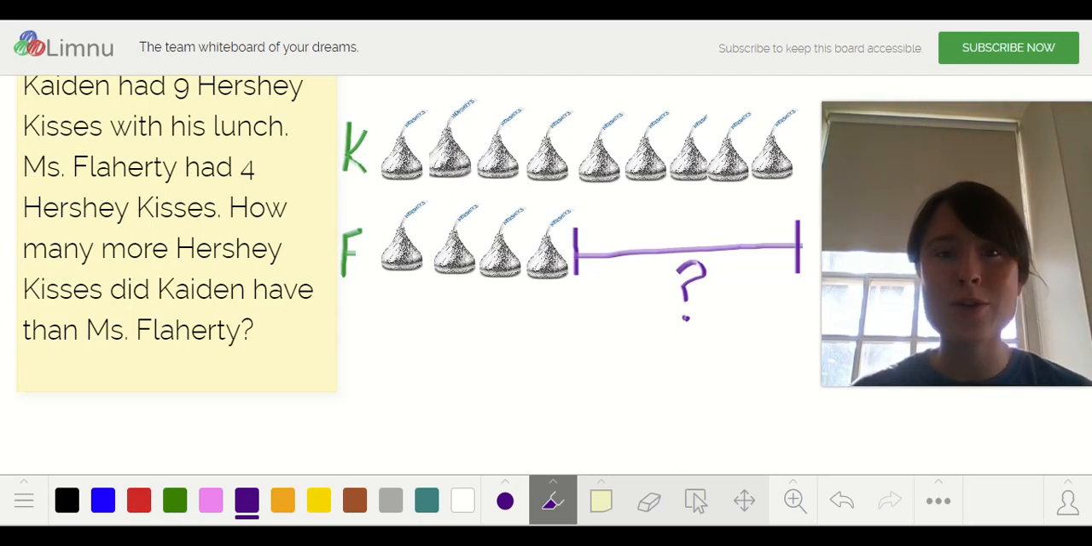Ooh, did some of you count the extra Hershey Kisses that Caden has? Great, we can see that he has 1, 2, 3, 4, 5 more Hershey Kisses than me. How could I represent this in a number sentence?